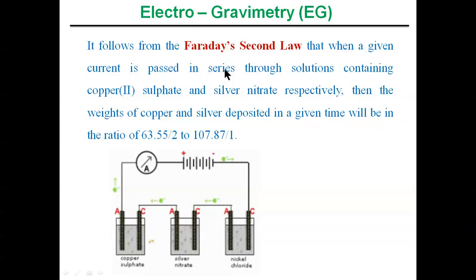So here we can state Faraday's second law: when a given current is passed in series through solutions containing copper sulfate and silver nitrate respectively, the weights of the copper and the silver deposited at the cathode in a given time will be in the ratio of their atomic masses divided by the number of electrons involved in the electrode processes.